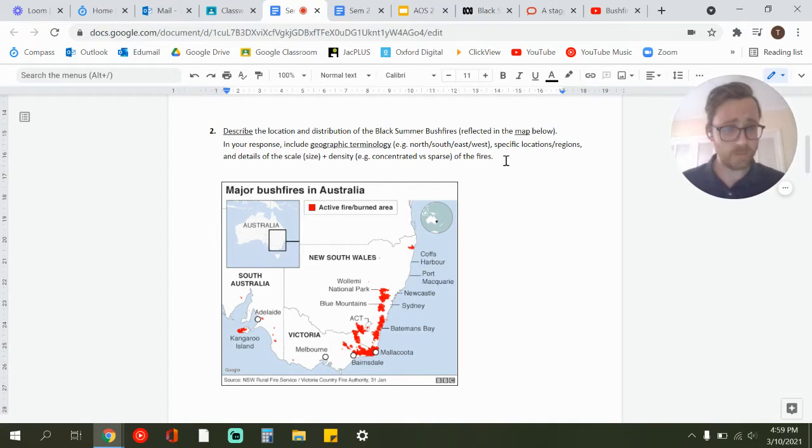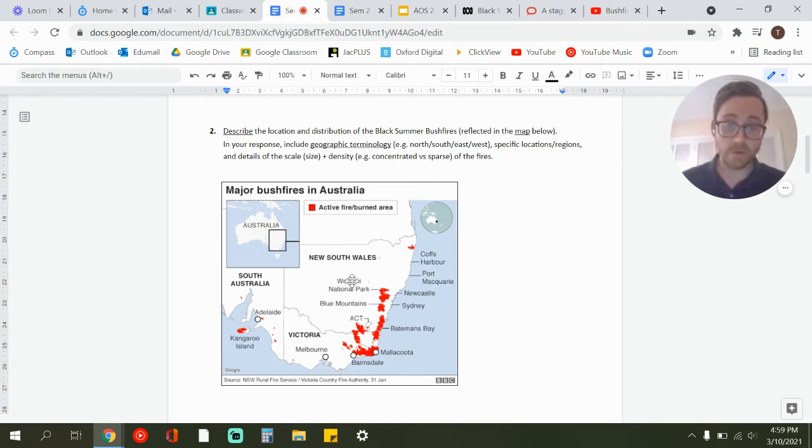So we've made some changes from last semester in recognition of the fact that remote learning kind of is bad. So what you need to do is use this map to describe the location and distribution of the Black Summer bushfires. In your response, refer to specific geographic terminology.